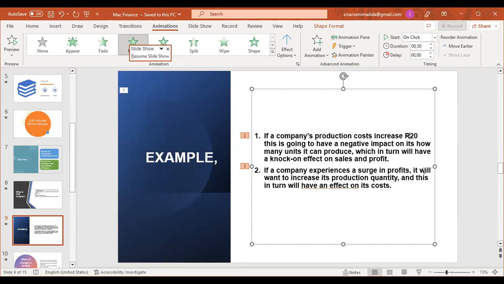we have got a lot of profit, it will want to increase its production quantity. And this will in turn have an effect on its cost. If we are increasing our production quantity, our costs are also going to increase. So with the CVP analysis, guys, we are checking what is happening to our profit. Then we check how our quantity or volume is going to be affected, and in turn, how our cost is going to be affected. That's all we are going to be looking at.